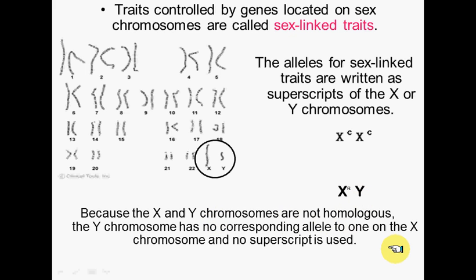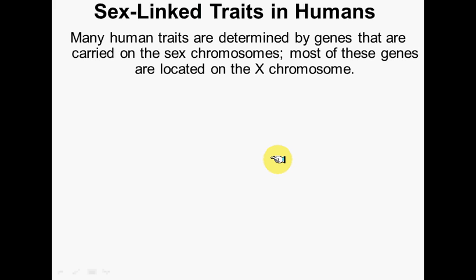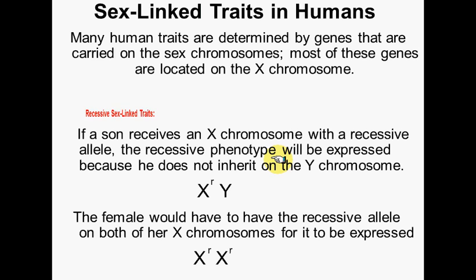Many human traits are determined by genes that are carried on the sex chromosomes. Most of these genes are located on the X. If a son receives an X chromosome with a recessive allele, the recessive phenotype will be expressed because he does not inherit another allele on the Y chromosome. Normally when you see this R, if you only have one, what we learned with Mendel is that you wouldn't show a trait. But with sex-linked traits you will, because the Y doesn't have anything to correspond to that. So it's all by itself. It's not going to be overshadowed by a dominant allele. A female, on the other hand, would have to have both in order to have that phenotype expressed.